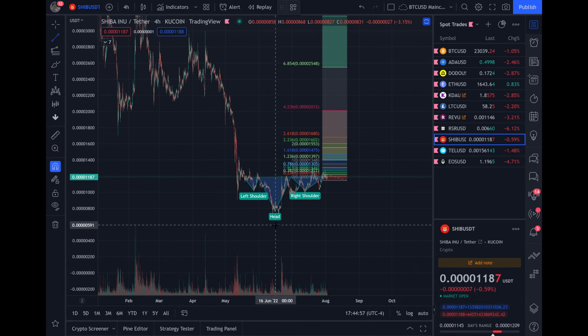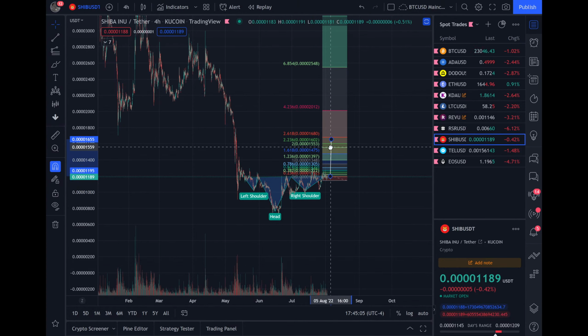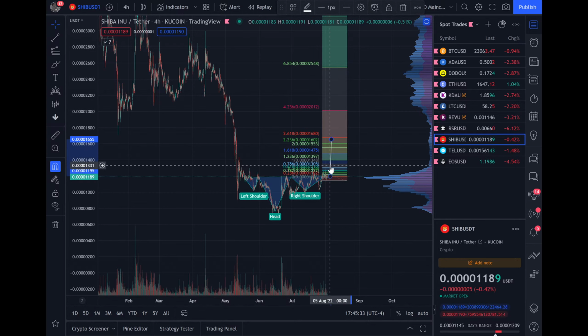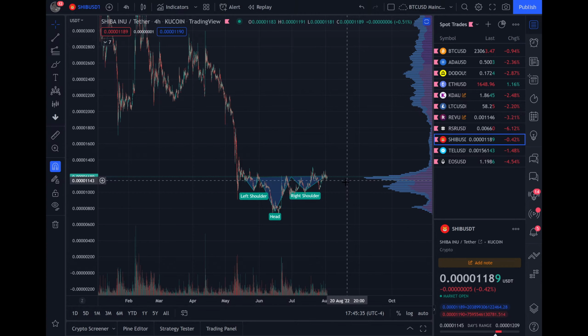Let's just take the height of the head once more from the neckline. Okay, once again, you get that extension way past the 1618 and the 2. I expect an extended wave 3 for SHIB. And more than likely to meet, let's turn on our VPVR here, these targets here. You can stop here, but I wouldn't be surprised if it came all the way up here. So that's what I see for SHIB.